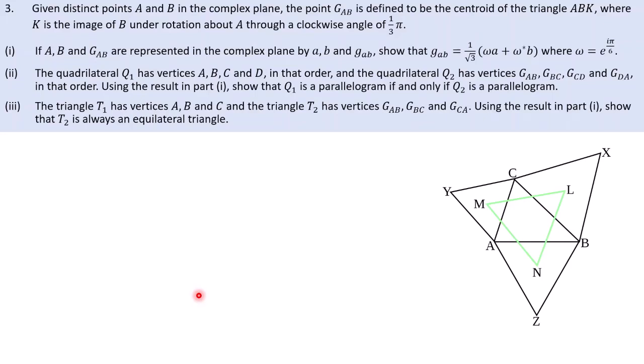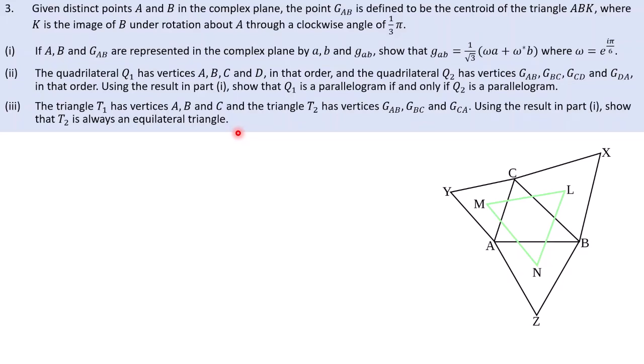Okay, and lastly, the highlight is actually part 3. So part 3, we are going to prove a theorem that may be familiar to some of you. What we have is a triangle ABC, and then T2 has vertices GAB, GBC, and GCA. So basically, AB rotates 60 degrees, then the centroid is GAB, and then BC rotates clockwise 60 degrees, then the centroid here is GBC, similarly this is GCA, so triangle 2 is the green triangle. So we are supposed to show that this green triangle is always an equilateral triangle.